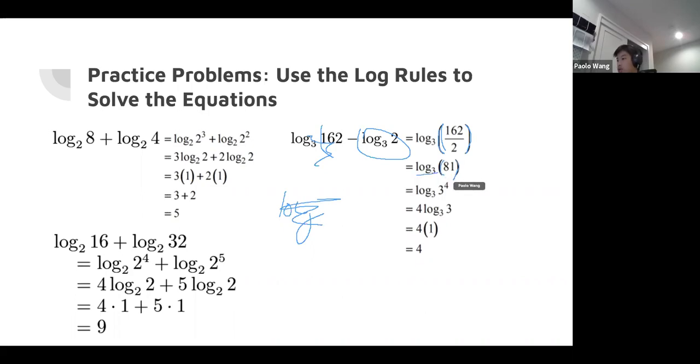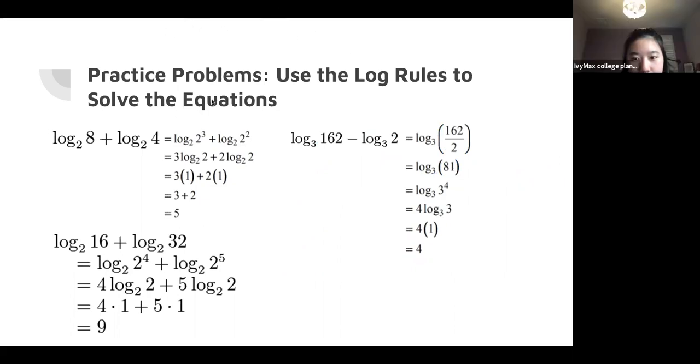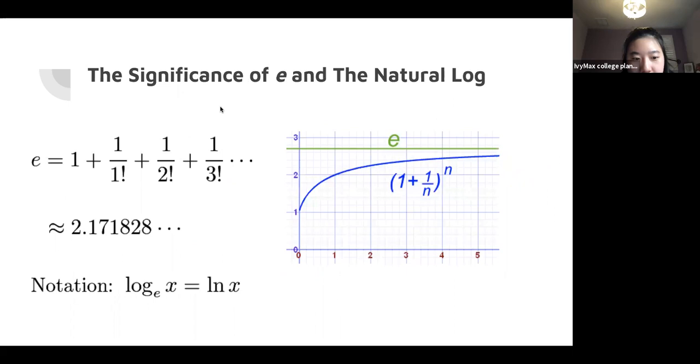So you know that 81 is 9 times 9, which is 3 times 3 times 3 times 3, so you get log base 3 of 3 to the 4th power, so that's just equal to 4. Cool. Okay. So let's move on here.